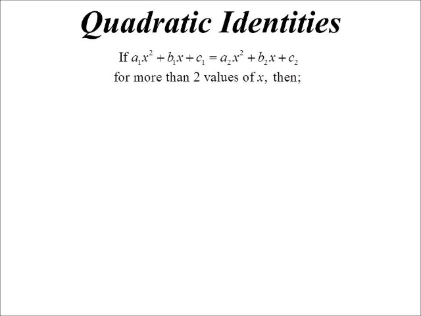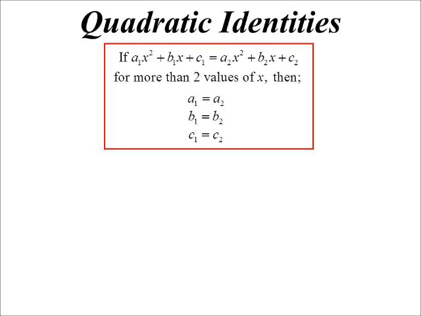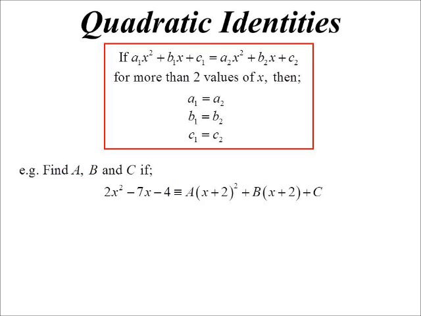So in that case, the coefficient of x squared must equal the coefficient of x squared, the coefficient of x must equal the coefficient of x, and the constant must equal the constant. So you can equate each piece independently. All right, we've been told to notice the congruent symbol rather than the equals one, so that's a way of saying these are identical. Another way they might say it is they might simply use the equal sign, but then say for more than two values of x.